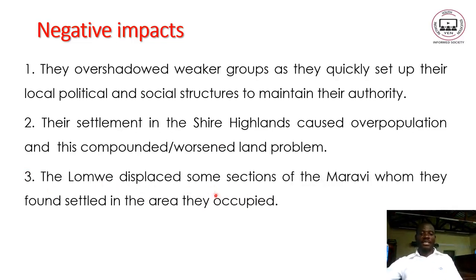The Lomwe displaced some sections of the Malawi, whom they found settled in the area they occupied. So the coming of the Lomwe displaced some of the Maravi people. Those Maravi whom we mentioned earlier on were displaced by the Lomwe. That is a negative impact of the coming of the Lomwe. All in all, when they moved, they found somewhere to settle, but it had a negative impact because the Maravi were home and dry, and the coming of these strangers brought a negative impact onto them.